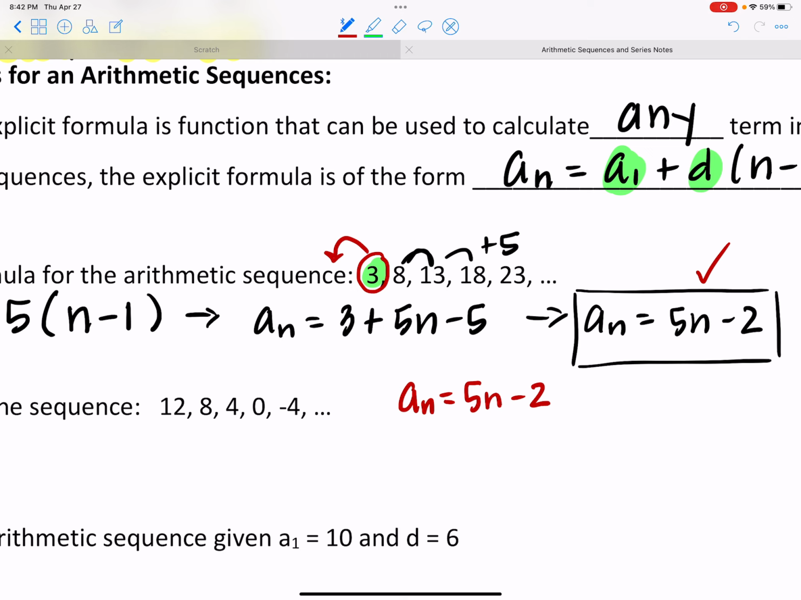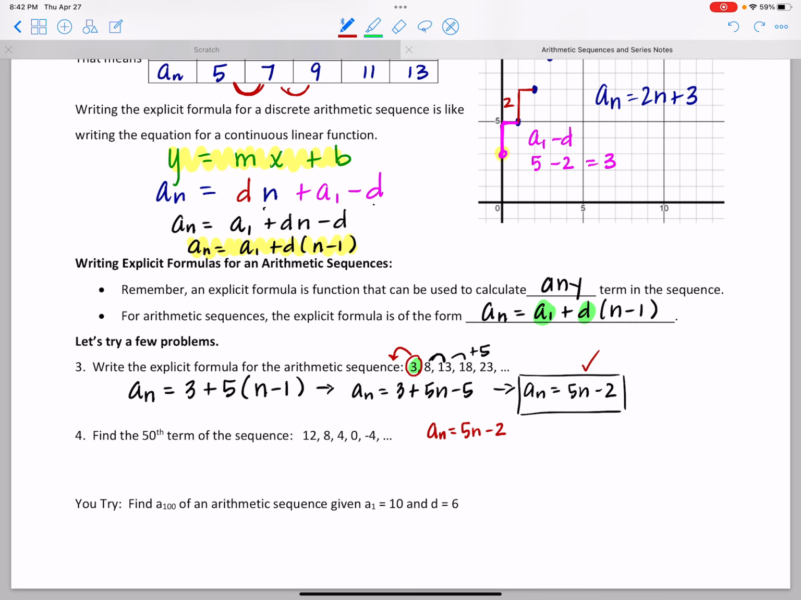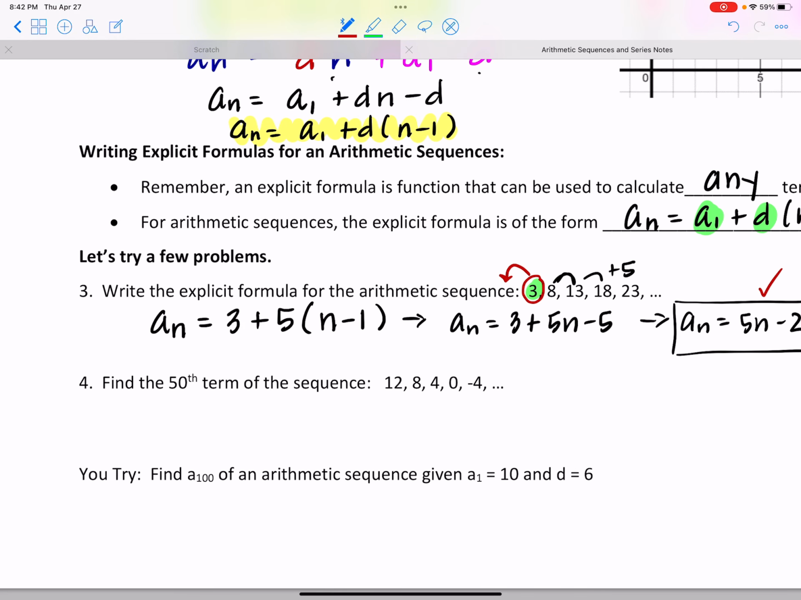So again, I can jump right to that answer without having to use the generic formula, which is useful, but again, if we can work smarter and not harder, then why not? So let's try this again. I'm going to, again, show you using the formula, and then I would show you what I would do. So if I wanted to find the 50th term of this sequence, I would probably write my explicit formula first, and then input a 50 to figure out what that 50th number is going to be.